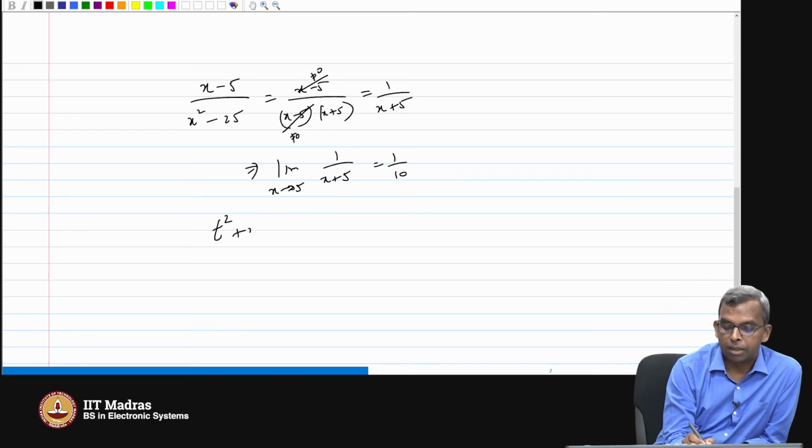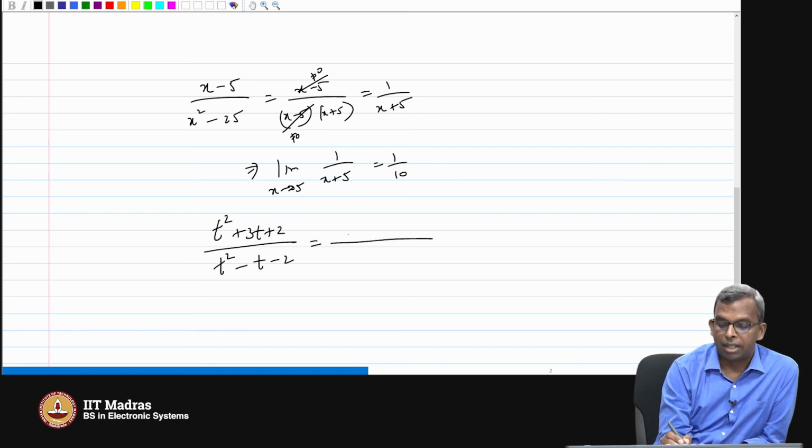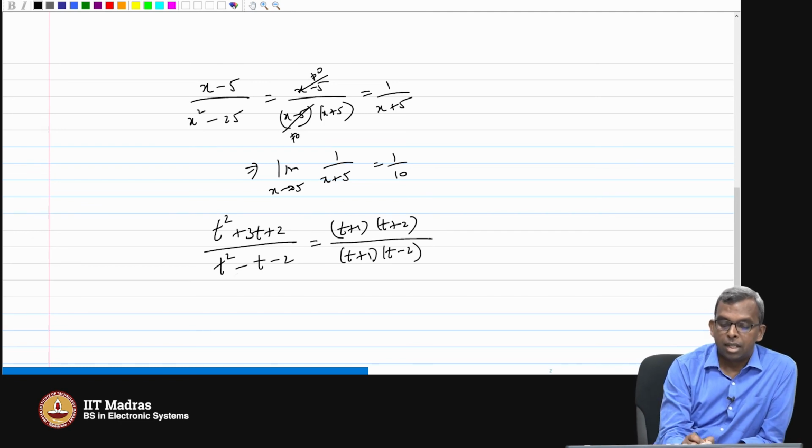t squared plus 3t plus 2 divided by t squared minus t minus 2. The numerator will factor as t plus 1 into t plus 2, and the denominator will factor as t plus 1 into t minus 2. You may want to check that, because when you put minus 1, both of these became 0. So, you have to do that long division. How do you do the long division?